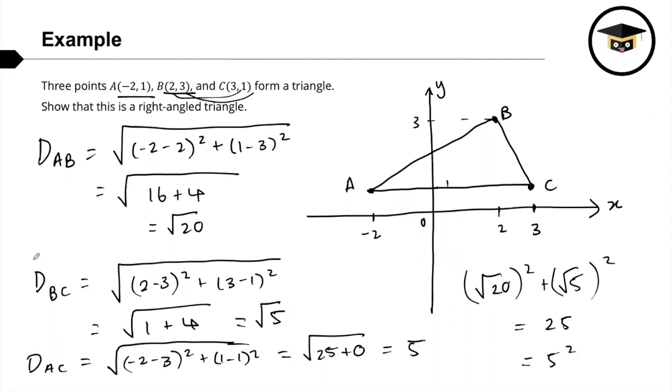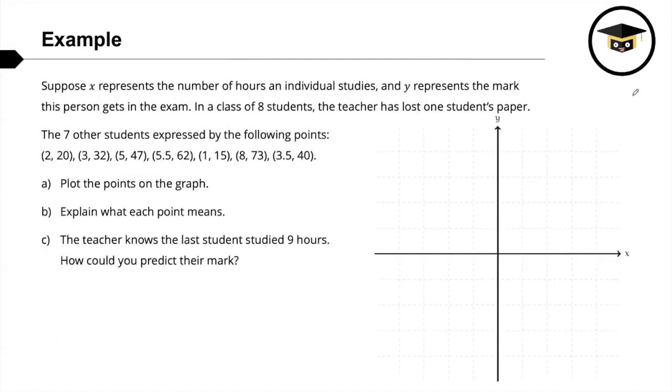So we've shown that the two shorter sides, when squared together and added together, is equal to the square of the third side. And therefore, we've proven Pythagoras's theorem holds in this triangle, which means angle ABC is equal to 90 degrees. So hopefully that makes sense.